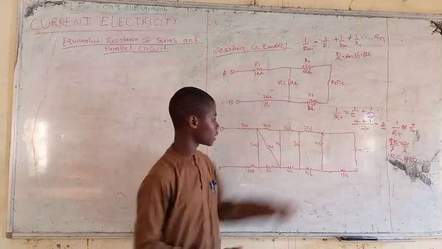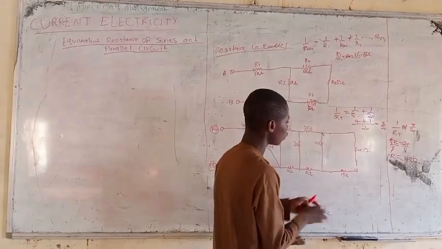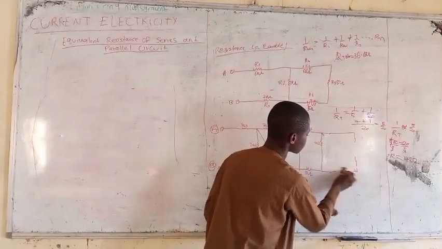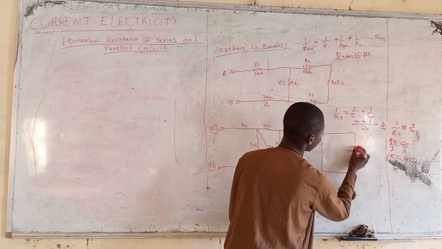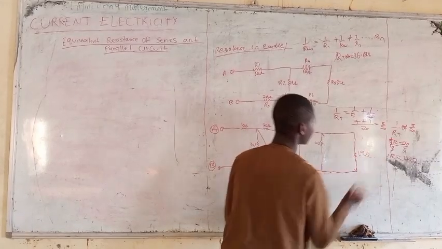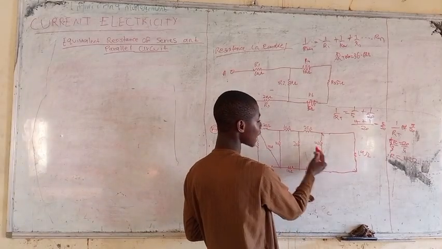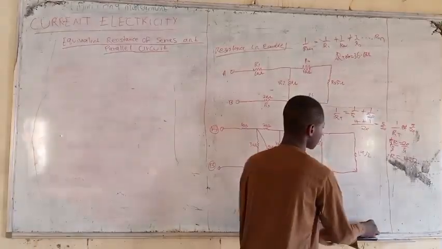Next, between 4 and 15, we have a series. We just add 4 plus 15, and it will give us 19. Between 30 and 19, we have the same thing: parallel resistance.